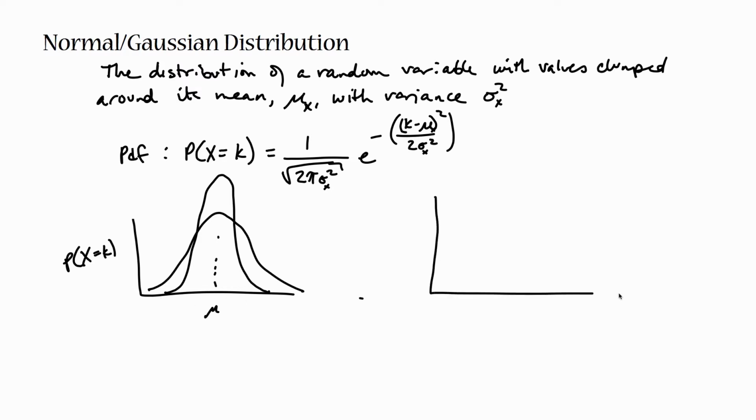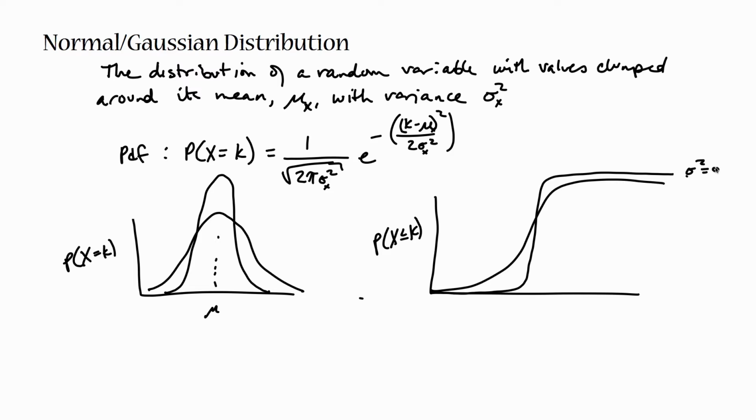And the cumulative distribution function, x is equal to or less than k, tends to be sigmoidal, where if you have quite a bit of variance around your mean, the cumulative distribution function is sigmoidal, and if there's less variance, then it tends to be more of a step function. Say that sigma squared equals 0.1 and this one's sigma squared 0.5, something like that. The smaller the variance, the more compressed both of these functions become.